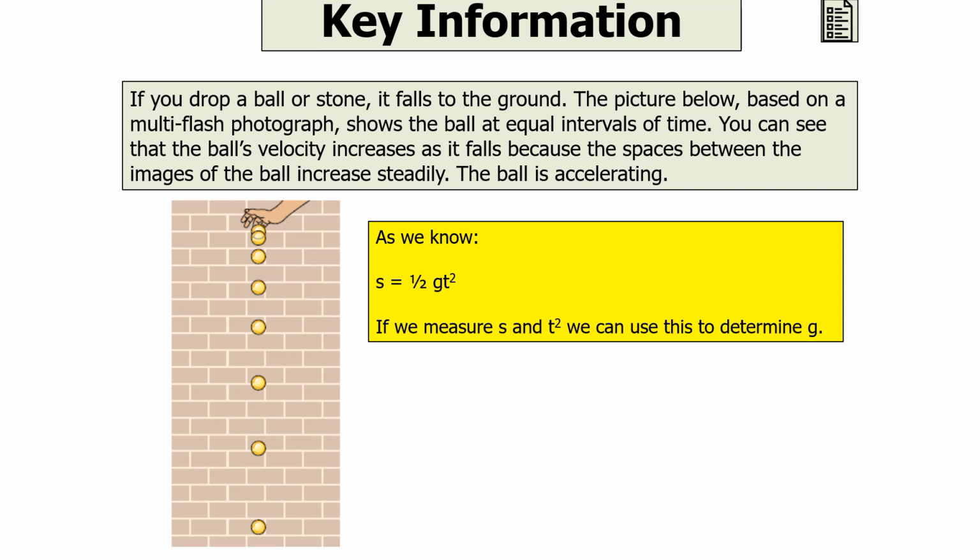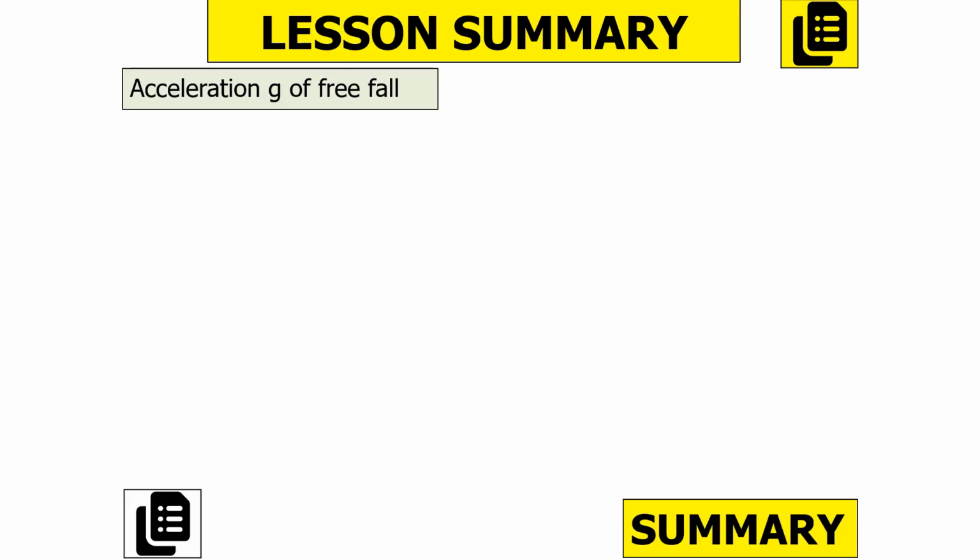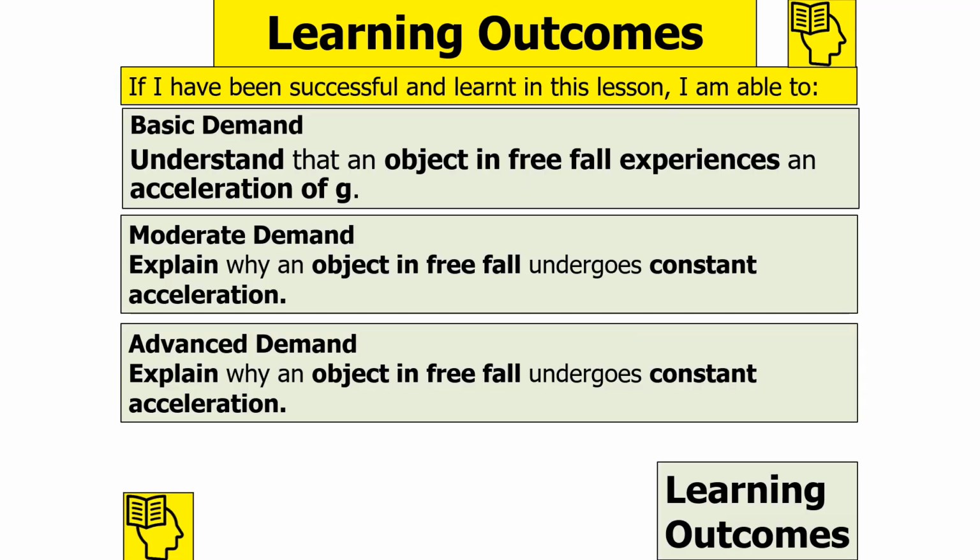So that brings an end to our lesson today. We've looked at the acceleration g of freefall. If we've been successful and learnt in this lesson, we should be able to understand that an object in freefall experiences an acceleration of g. We can explain why an object in freefall undergoes constant acceleration, and then we can also calculate values for an object in freefall as it moves down.